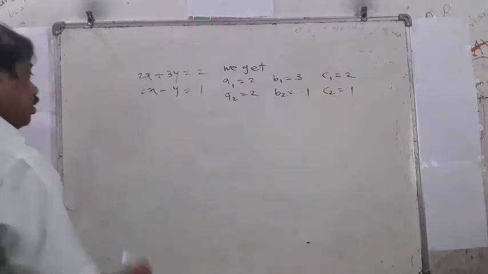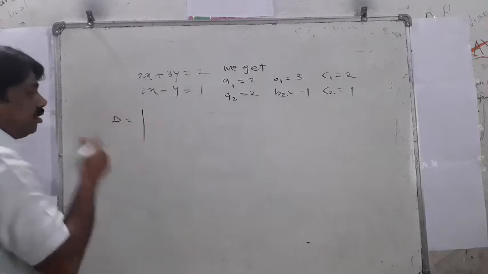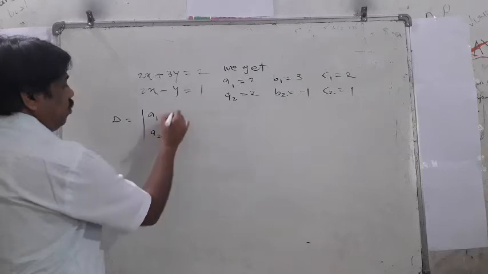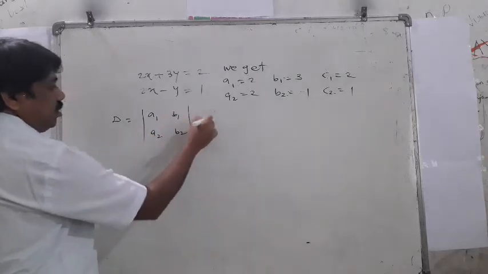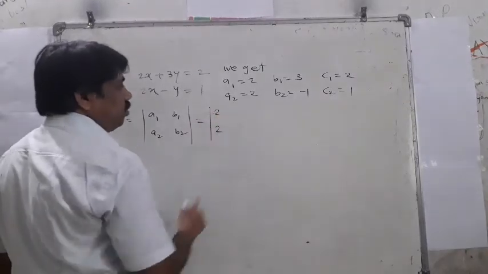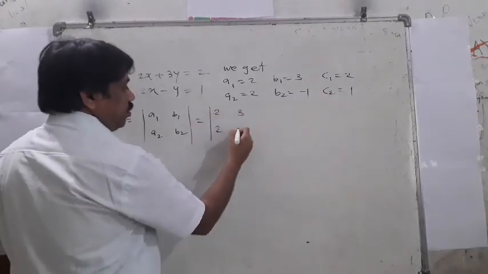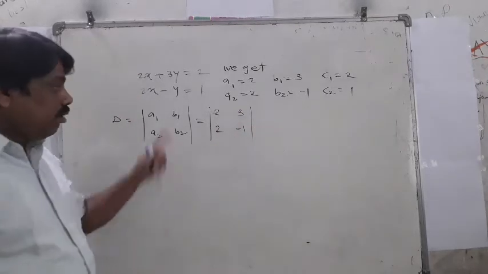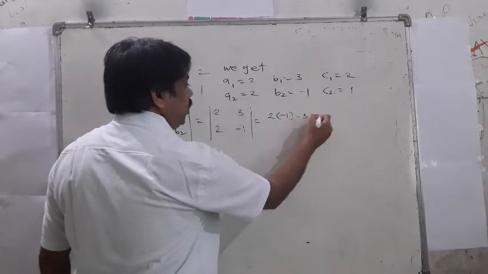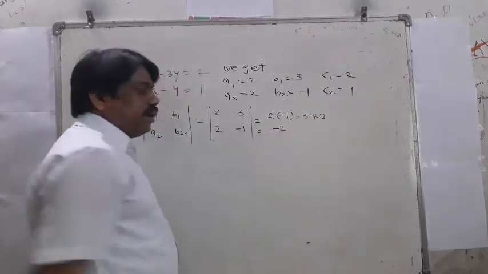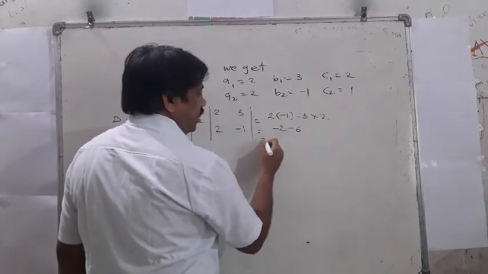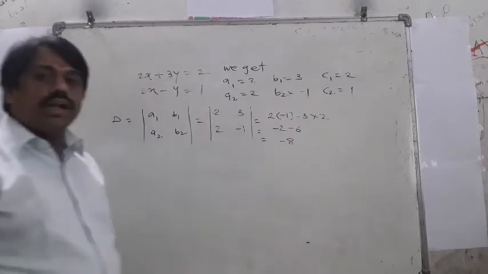Okay. Now, D, determinant. What we learned? We learned A1, A2, B1, B2. Now tell me, what is the value of A1? 2. A2, 2. B1 value is 3. B2 -1. Okay. Now, how can we solve? Cross multiplication. 2 into -1 minus 3 into 2. 2 into -1 it will become -2. Minus 3 into 2 it will become -6. And therefore this whole becomes -8.